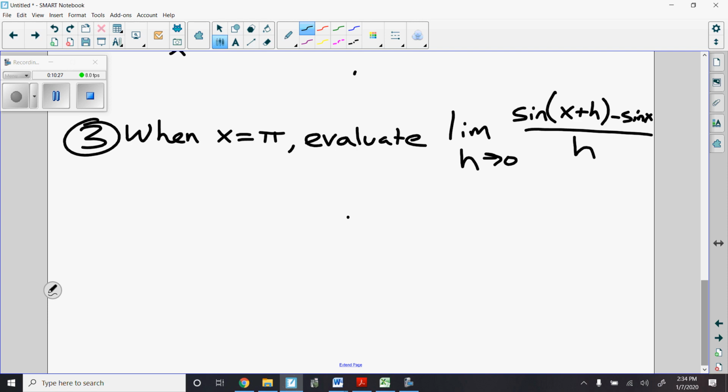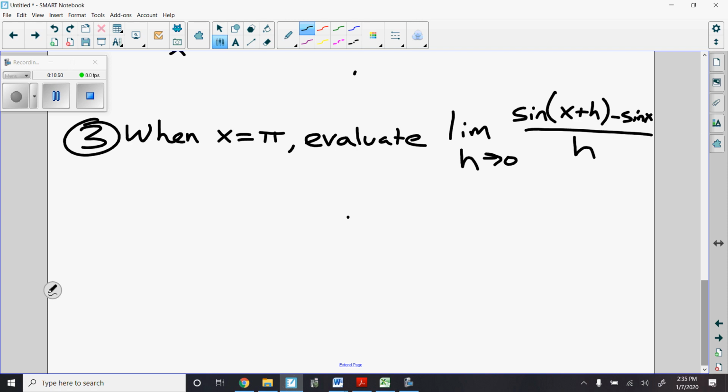So here's our problem. It says when x equals pi, evaluate the limit as h goes to 0 of sine of x plus h minus sine of x, over h. Okay, so we have lots of things going on here. We have x, and we have h. The first thing I want to do is sub in pi for all the x's.